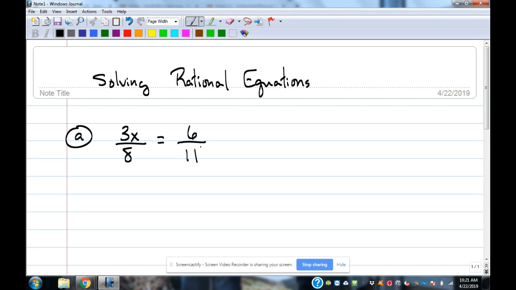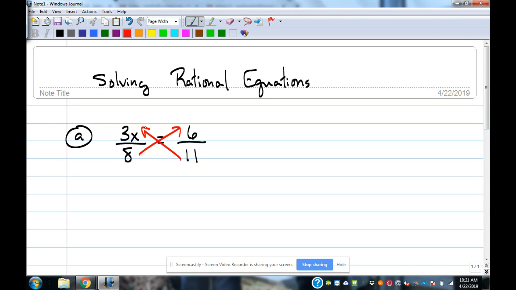It's a fraction on each side. We called them proportions back when we were doing that in Algebra 1. How do you solve proportions? Cross multiply. That's the name of the game. So if you have one fraction on the left side, one fraction on the right side, you can always do that same skill that you already know and cross multiply.